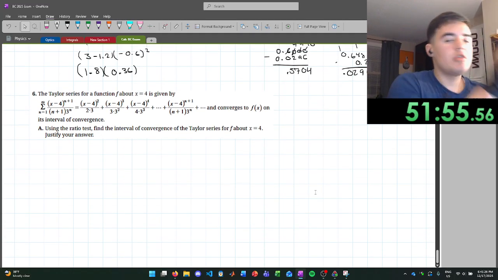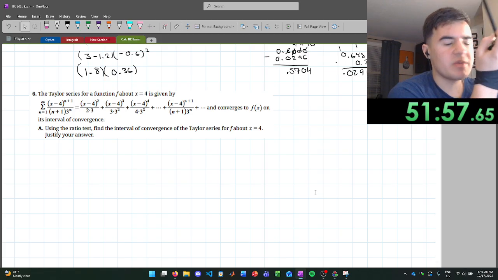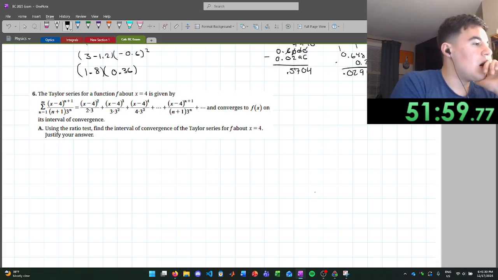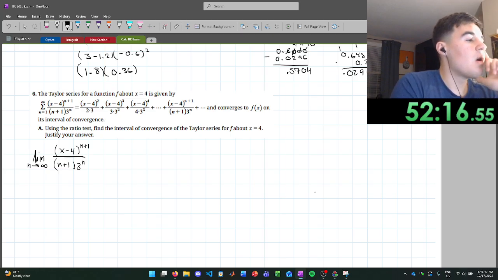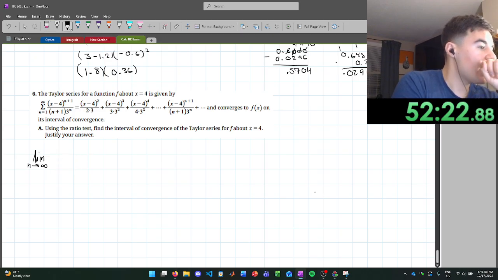Okay, do I remember what the ratio test is? The ratio test is when we take the limit as n approaches infinity of the series, right? So x minus 4 to the n plus 1 over n plus 1 times 3 to the n. Or it's going to be a of n plus 1 over a of n, right?